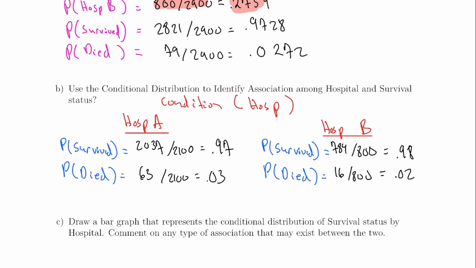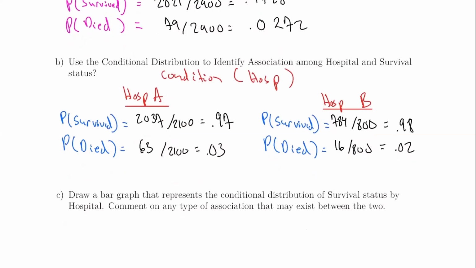Yeah. So if you look at it, it doesn't really matter which of the two you choose to go to. The chances of you surviving or not surviving are pretty much the same, because at hospital A, you have a 97% chance of surviving versus in hospital B, you have a 98% chance of surviving. All right, sweet. So that's it for B.